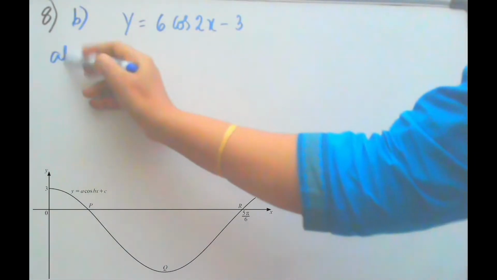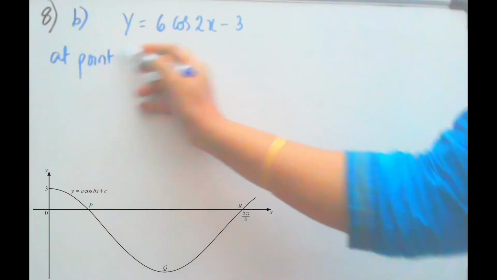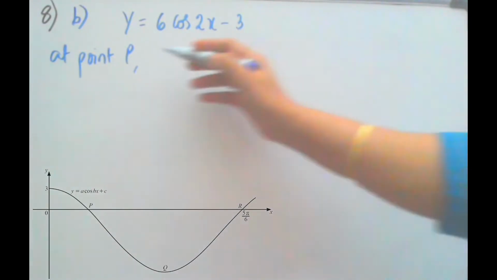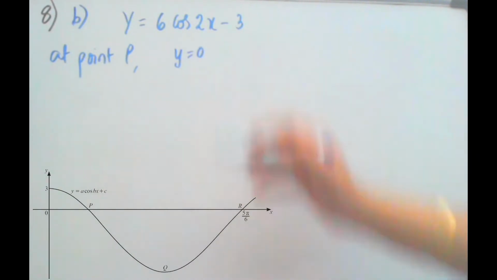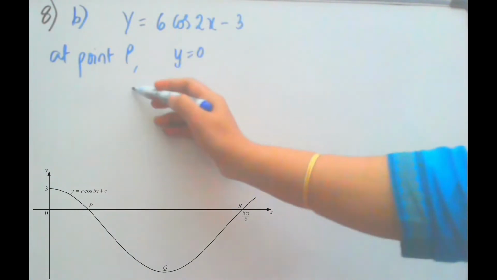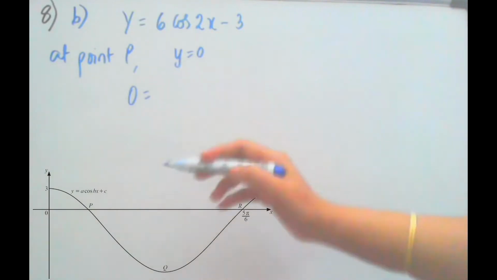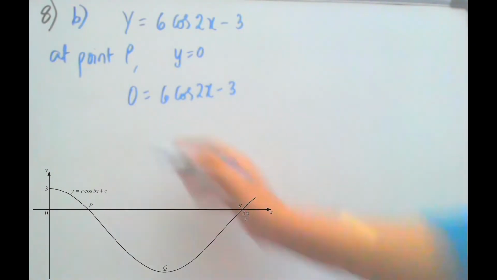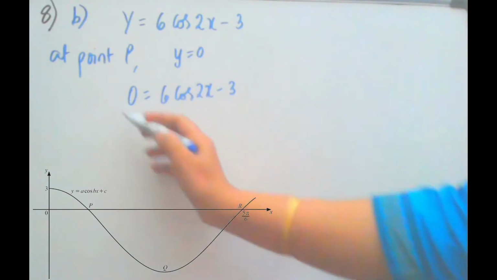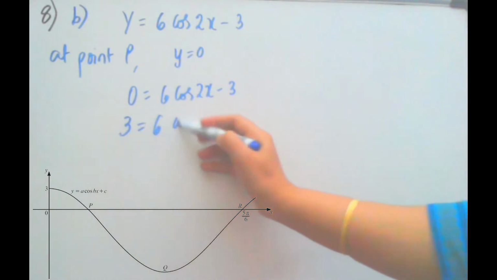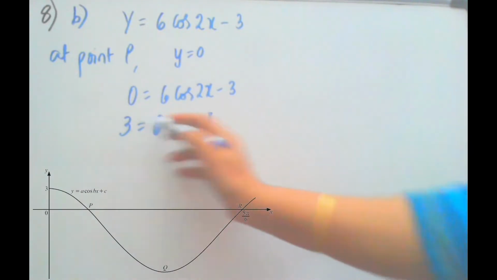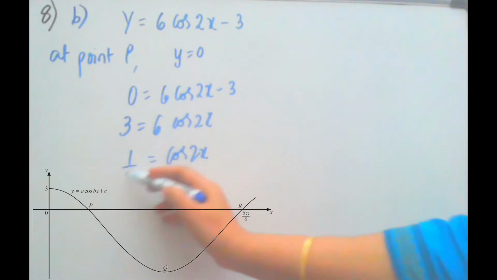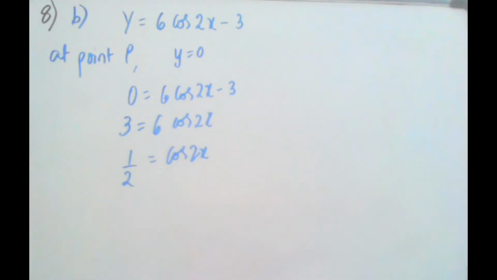Now at point P, we know that it is an x-intercept, so y is 0. So we will make use of this fact. So substitute 0 in place of y: 0 is equal to 6 cos 2x minus 3. So rearranging, take this 3 to the other side, it becomes plus 3. So cos 2x is equal to 3 over 6, which is 1 over 2.